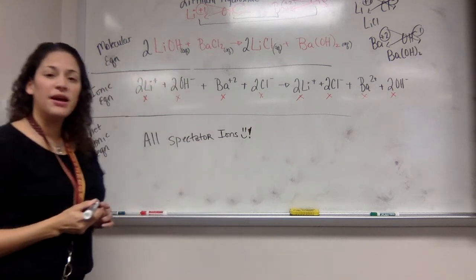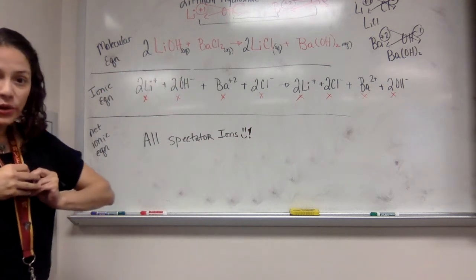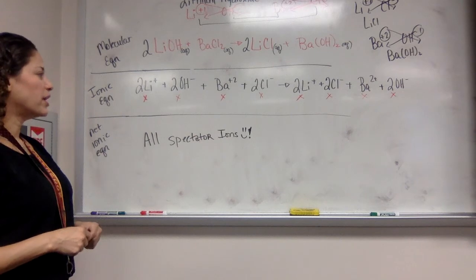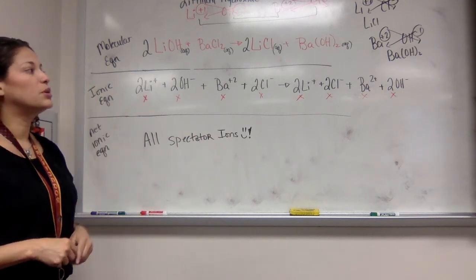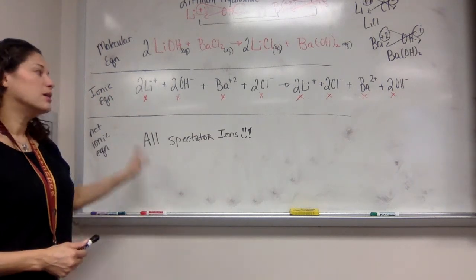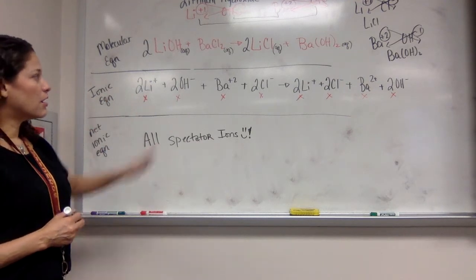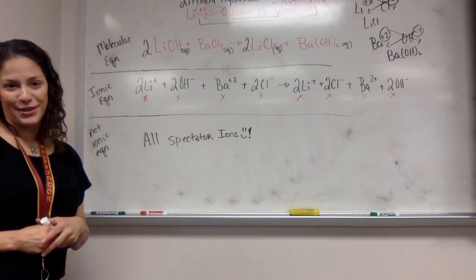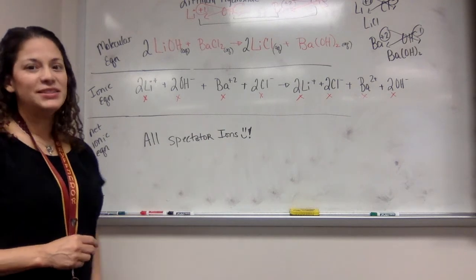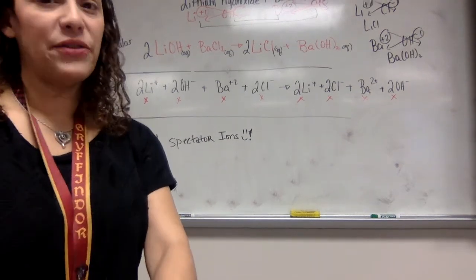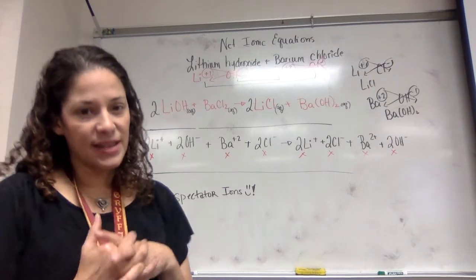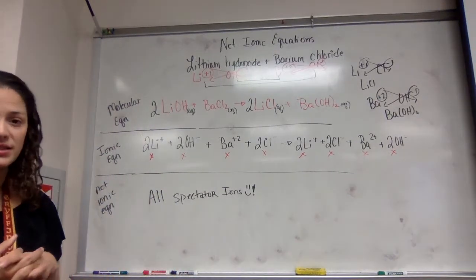So just kind of want to throw it out there. You won't always have a net ionic equation. If they're all soluble and there's no precipitate that comes out, you will not have a net ionic equation. Okay, so all these guys are spectator ions and cancel each other out. Alrighty guys, so yes, definitely very different balancing equations. Like I said, this was balancing equations on steroids.